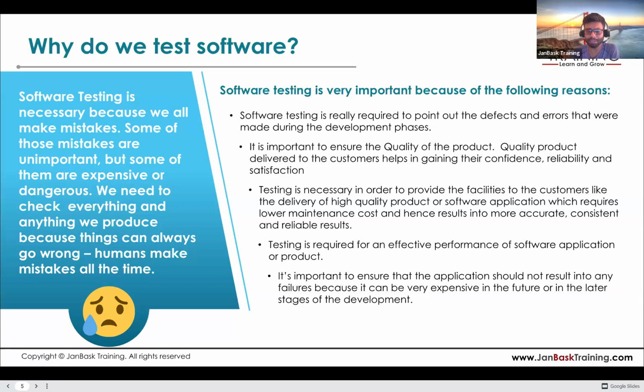And finally, it says that it's important to ensure that the application does not result in any failures, because it can be very expensive in the future or in the later stages of development. There are different types of failures and different types of bugs as well. When the requirement comes from the end user or the customer, there could be a bug in the requirement itself. We call it a requirement defect.